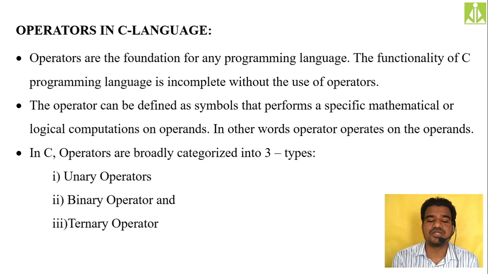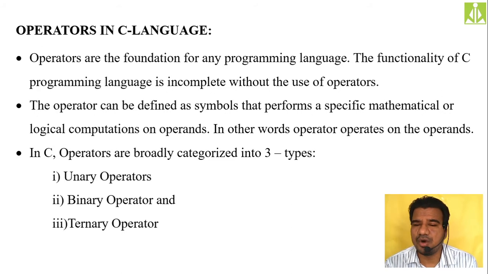Then we discussed operators in the C language. We have seen the broad categorization. Based on the number of operands we are using in the expression, we divide the operators into three broad categories. The first one is the unary operator, which requires only one operand to perform its operation. Then binary operators require two operands to perform their operations. Then the ternary operators require three operands to perform their operations.